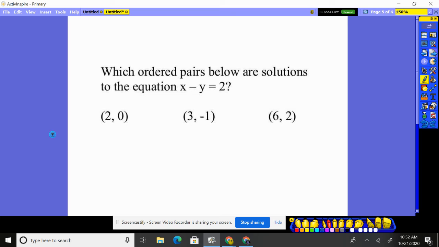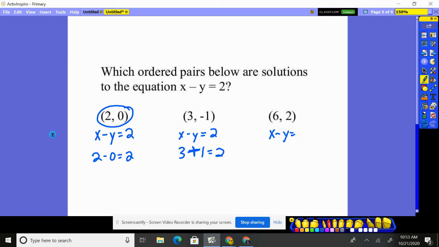All right, let's do it with x minus y equals 2. So we have the equation x minus y equals 2. x is 2. y is 0. Does that equal 2? Yes. So that's true. x minus y equals 2. Plug in x being 3 minus a negative 1. Does that equal 2? Well, minus a negative changes to plus. That's 4. That doesn't work. No. What about (6, 2)? And yes, we could see 6 minus 2 isn't going to give us 2. But if we plug it in, it doesn't work. So only the (2, 0) worked.